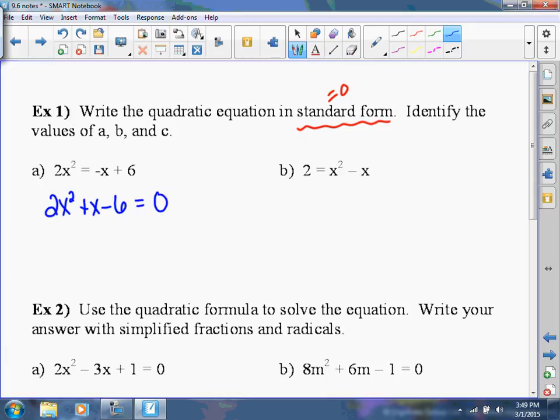So now it's in my standard form where it's all on one side, it's all in descending order, every term is accounted for. You could put a 1 in front of the x if you would like. And then it says to identify the values for a, b, and c. We've been doing that all chapter, so you know that a is 2, b is 1, and c would be negative 6.